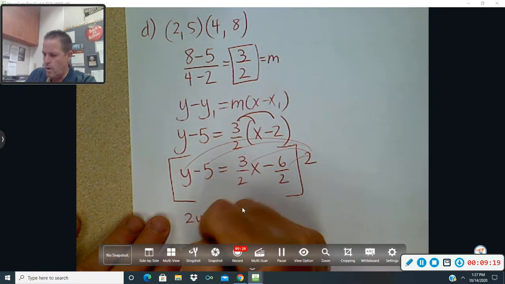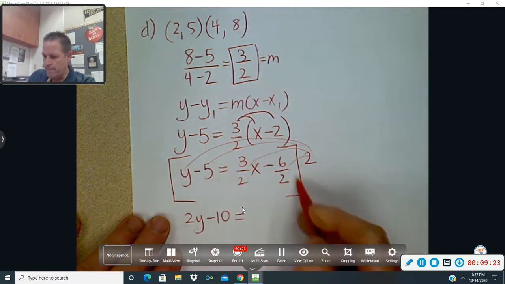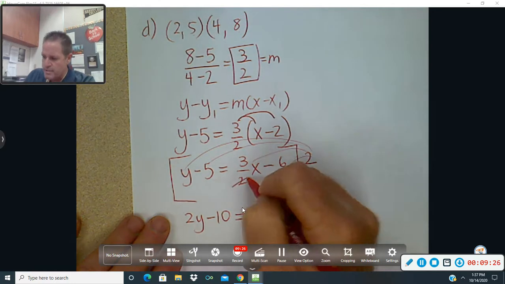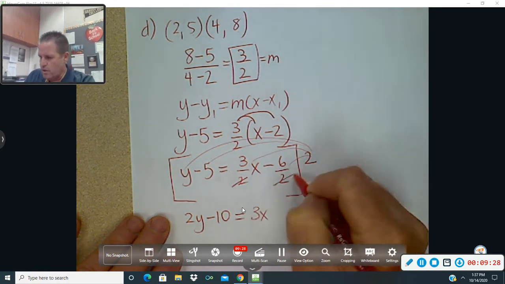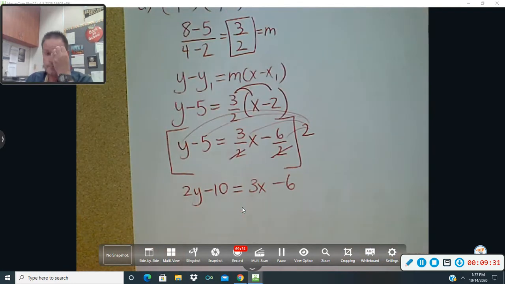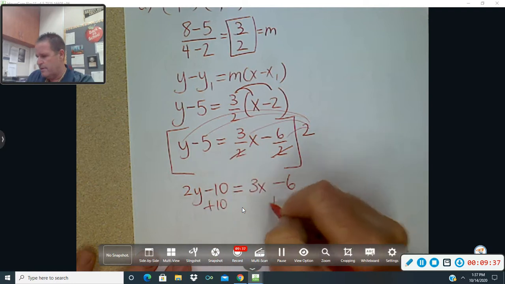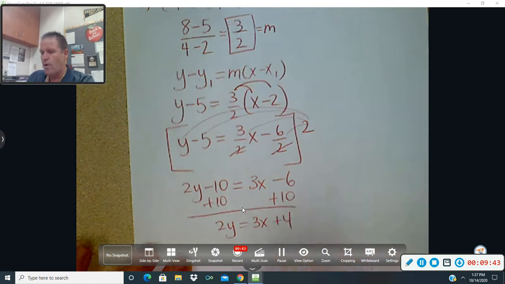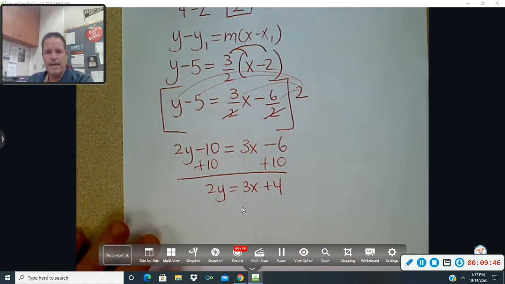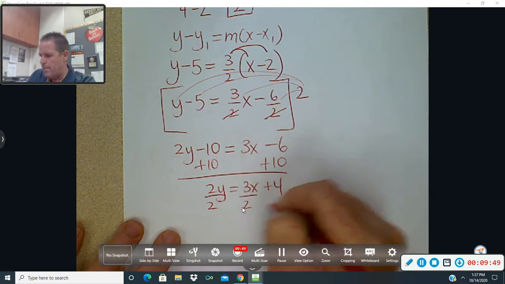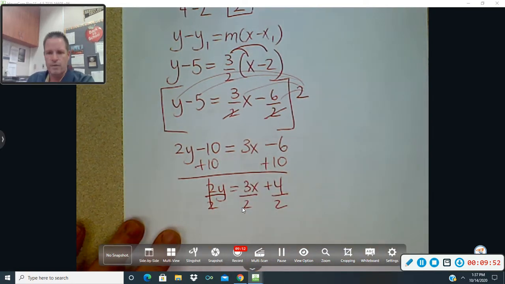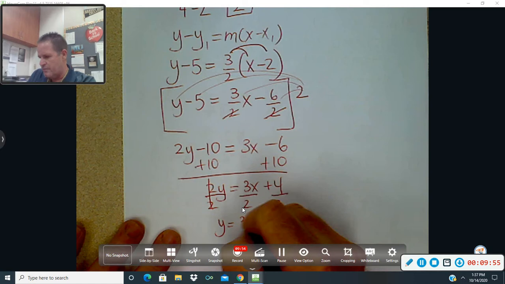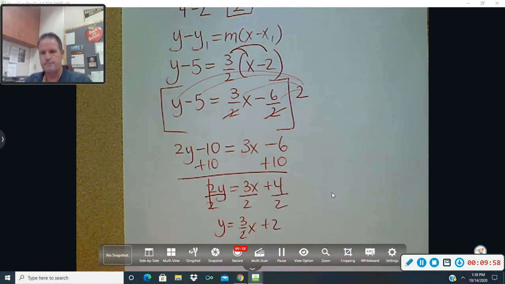So you then have 2y minus 10. Again, every part times 2. But you're going to cross-cancel the 2's to get 3x, and cross-cancel the 2's to get minus 6. Okay, and we want to solve for y, so we want to add 10 to each side. Add 10, and you're going to have 2y equals 3x plus 4. Now your final step will be to divide every part by 2. If you do that, you end up with y equals 3 halves x plus 2. And there you go, you have it.